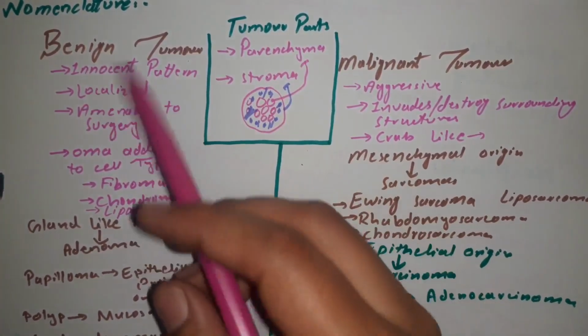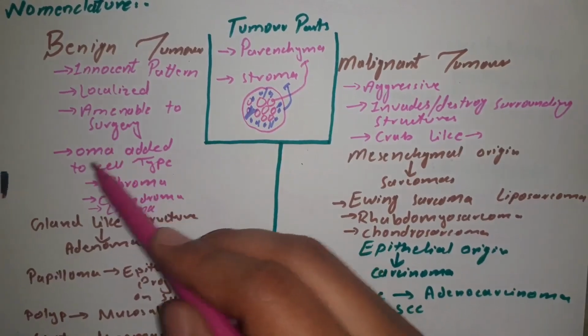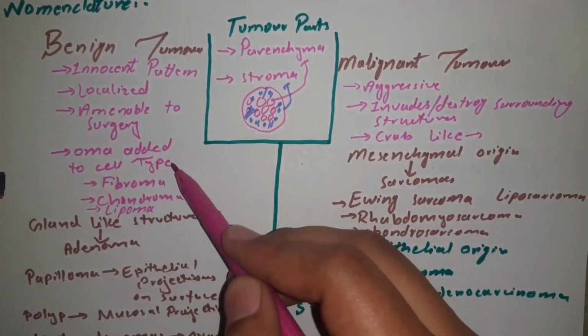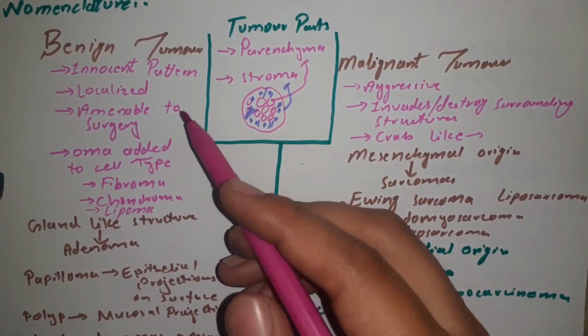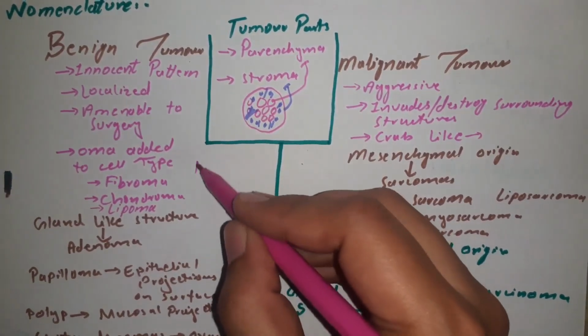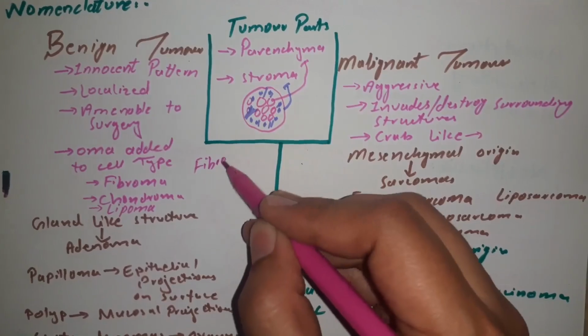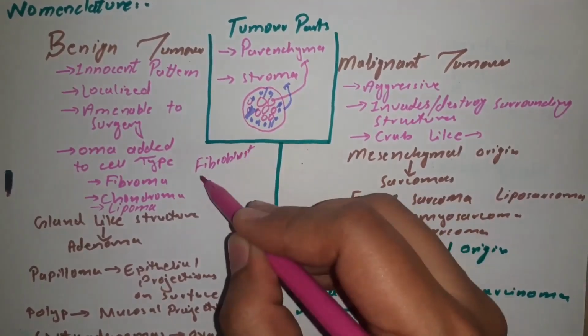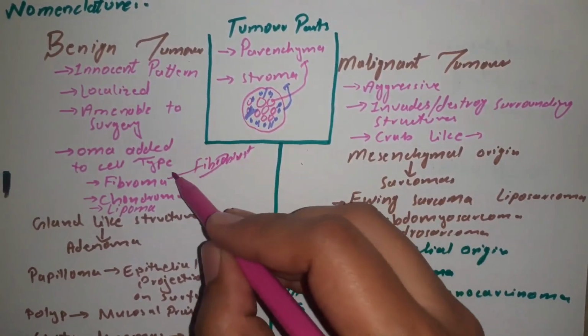For example, in the case of benign tumors, the word OMA is added to the cell type which makes up the parenchyma. For example, if it is arising from fibroblasts, then OMA is added to the word fibro, and it becomes fibroma.